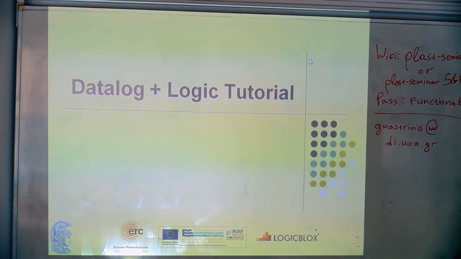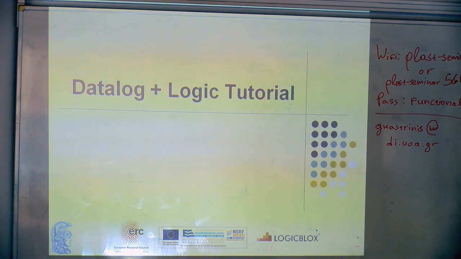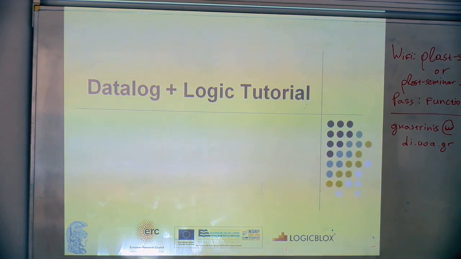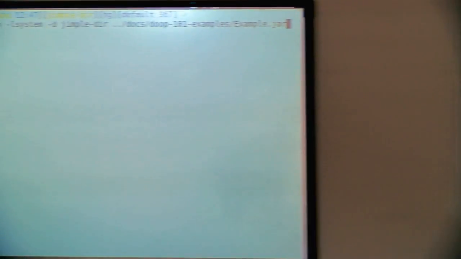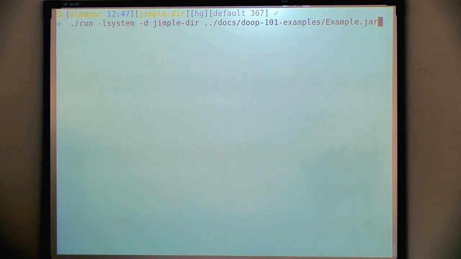Could you show the command that you use to generate the benzene packets? It's also in the tutorial. It's this one, here inside the bytecode to gimple directory. And also, if you just invoke run without arguments, or with, I think it's minus help, you will get an explanation of the flags.